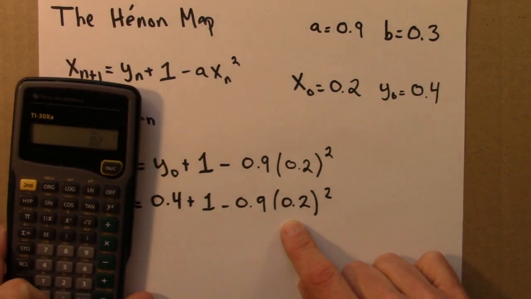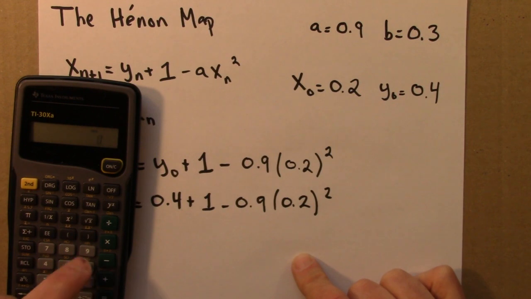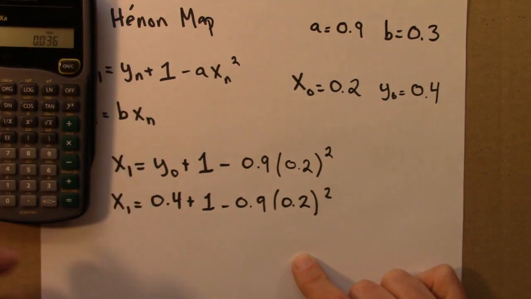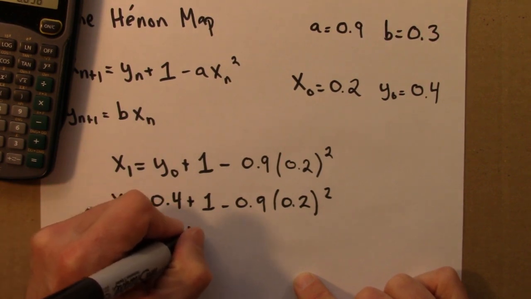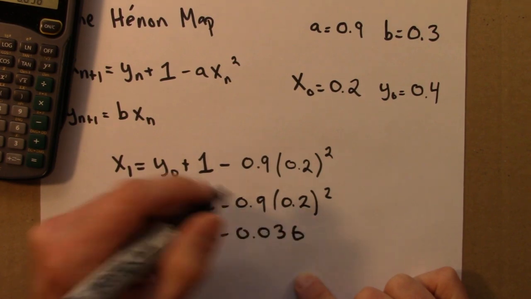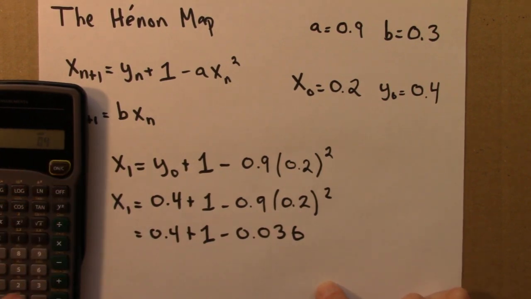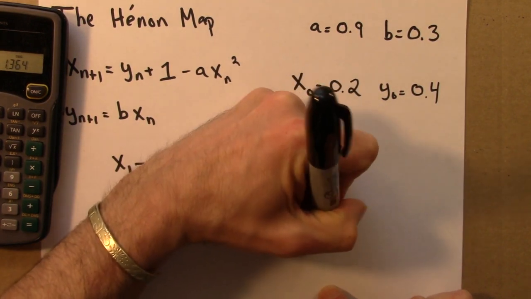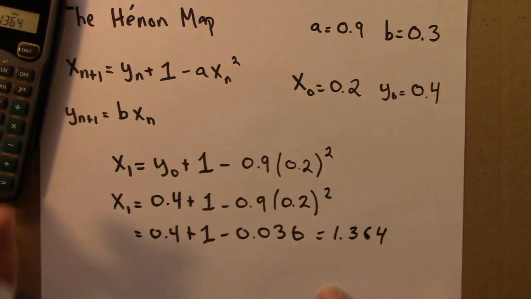0.2 squared is 0.04. Let's multiply that by 0.9. That's 0.036. So this becomes 0.4 plus 1 minus 0.036. And now let me do this on a calculator. 0.4 plus 1 minus 0.036 equals 1.364. So that's x1.